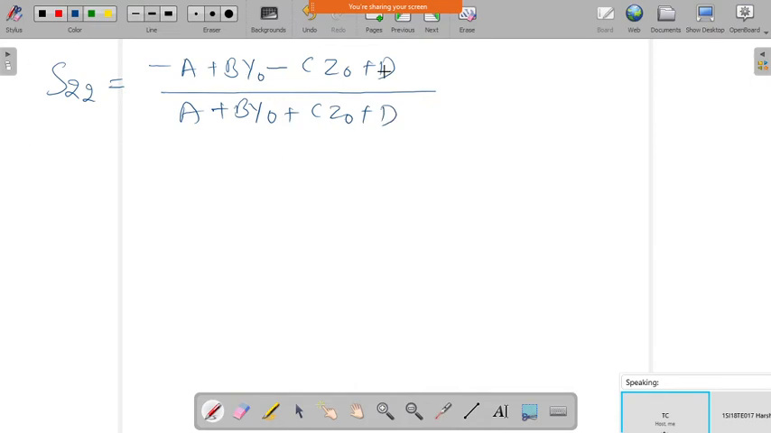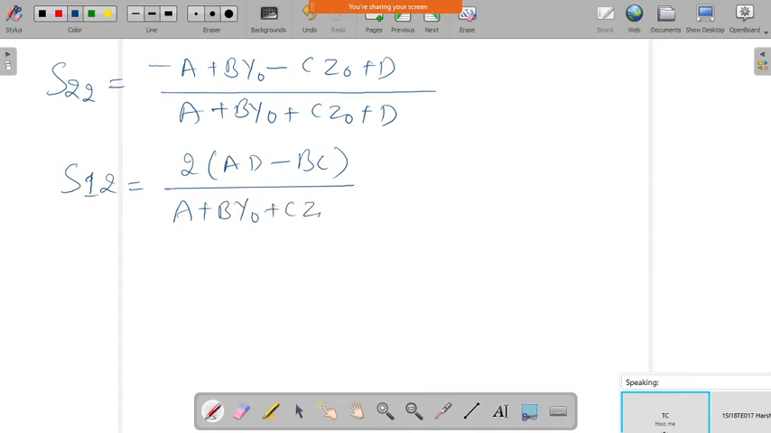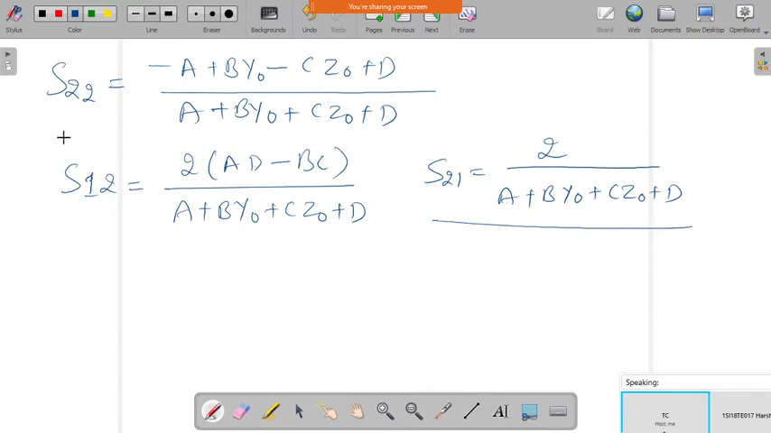So this is the expression for S22, and similarly we'll be writing S12. S12 in terms of ABCD parameters is 2 into AD minus BC, divided by again A plus B y naught plus C z naught plus D. And similarly S21, we can write it as 2 divided by A plus B y naught plus C z naught plus D. So these are all the expressions for S22, S12 and S21.